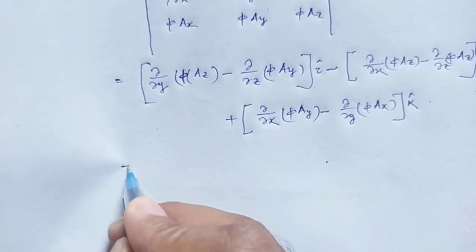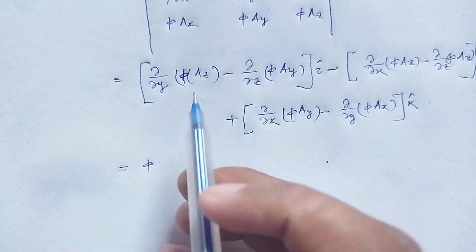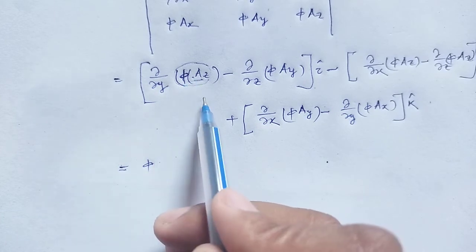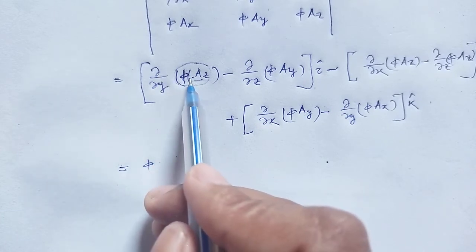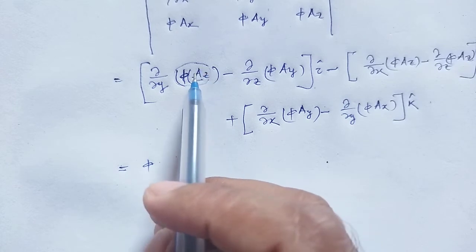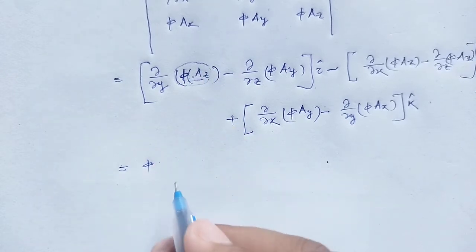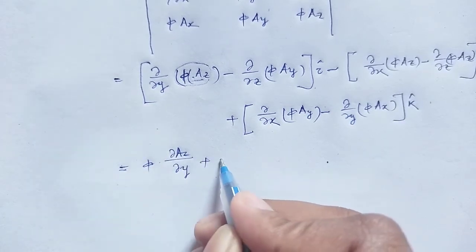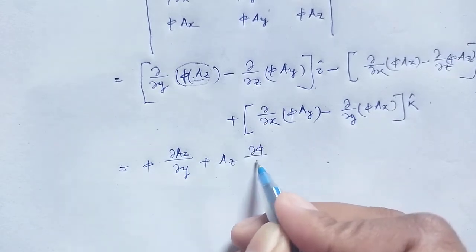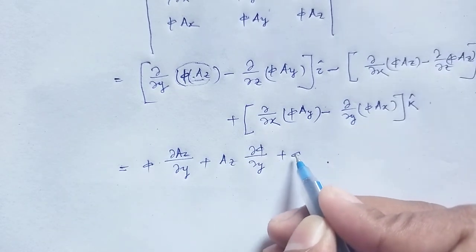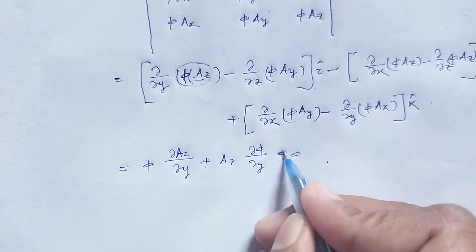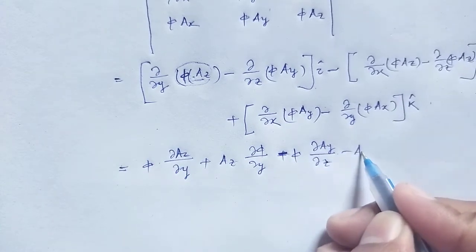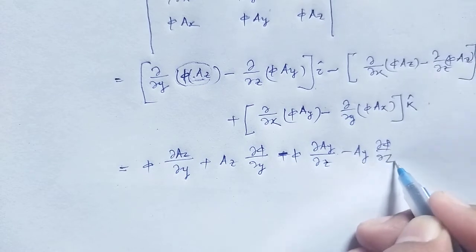This is equal to, now we find the derivative of phi times Az: the derivative of the first term, with the second term treated as constant, then the second term with the first term treated as constant. That is phi del Az by del y plus Az del phi by del y, minus phi del Ay by del z minus Ay del phi by del z.